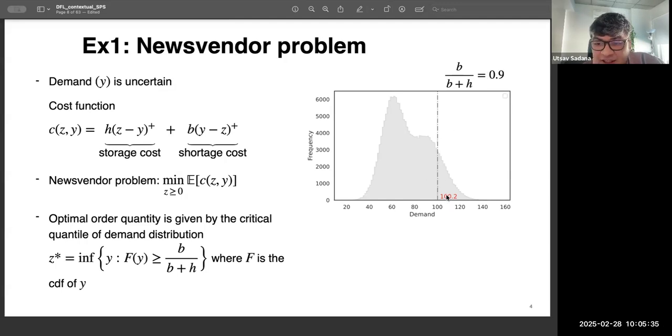So you can see here that the mass on the left-hand side of this dashed line is 90%.